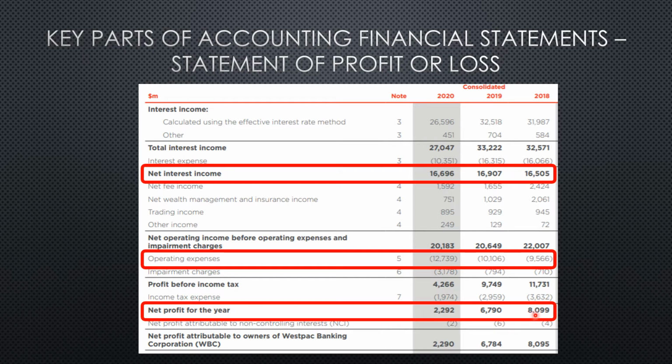And as you can see, this bank is obviously going backwards because in 2018 it had an $8 million profit, decreased to $6.7 million, and now sitting at $2.3 million. So you would not want to invest in this bank based on this declining trend.